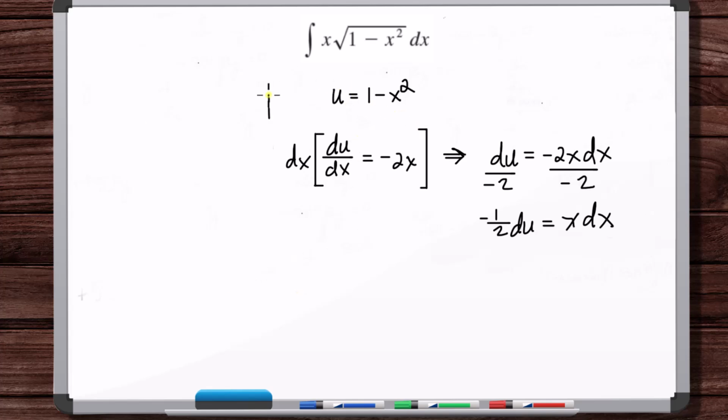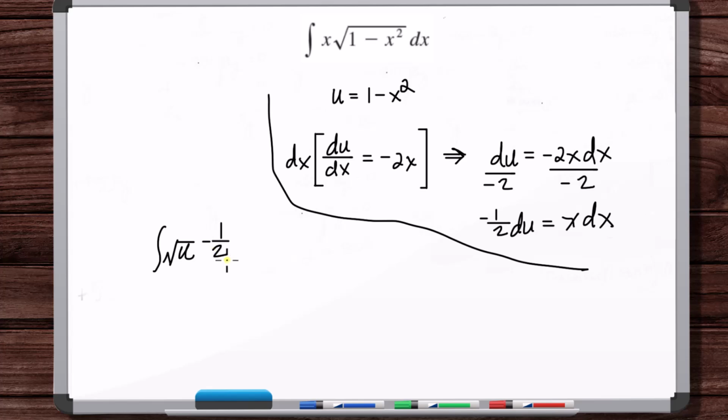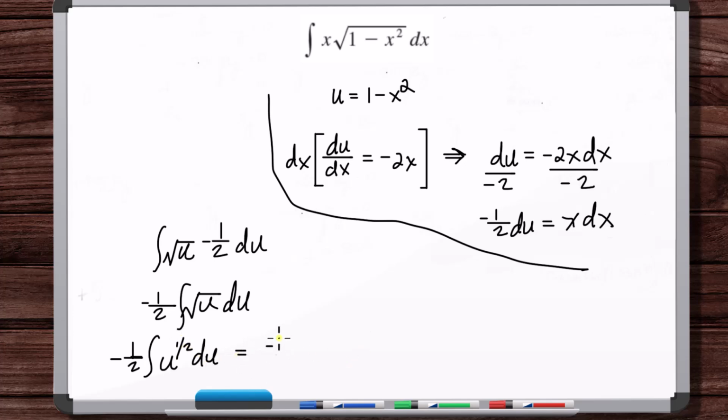Okay, so what we have is, 1 minus x squared, that's the square root of u. Okay, and then x dx is minus 1/2 du. Okay, so now let's bring this minus 1/2 out front of the integral. And there we go. So now the substitution has simplified the integral to something that we can work with. This is a basic integral that we found in the previous section. We can use the power rule for integration.